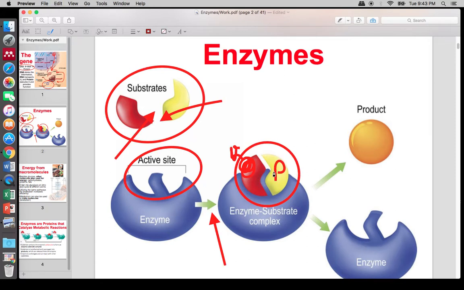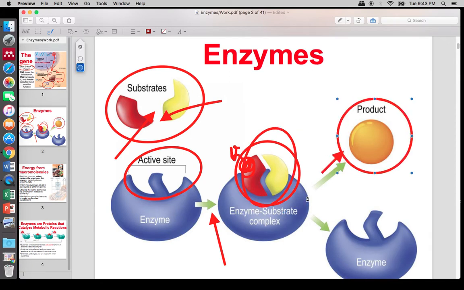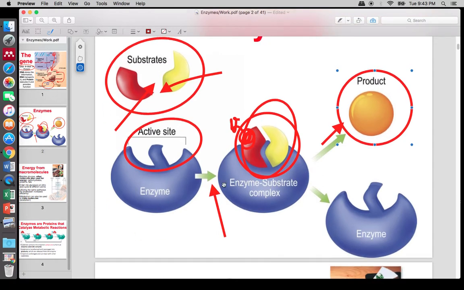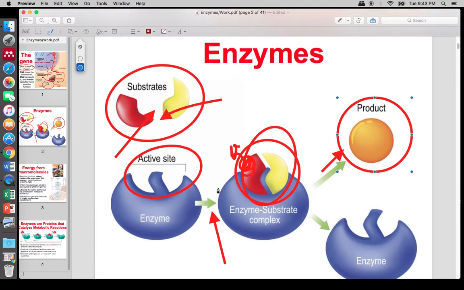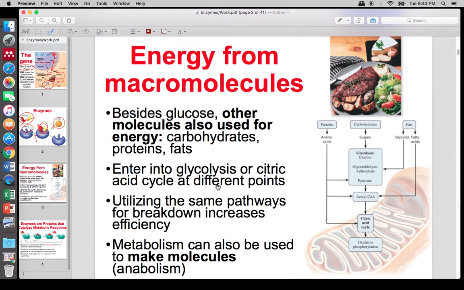So in that case, you could have an ADP right here, and a phosphate. They get put together, and then the product is over here. So this could be a simplified version of your ATP synthase. But essentially, what enzymes are doing is bringing things together that normally aren't going to come together.